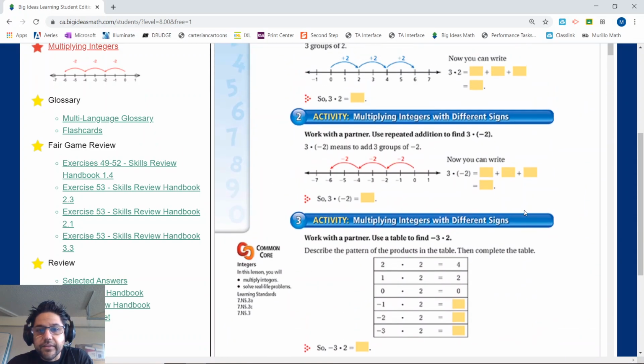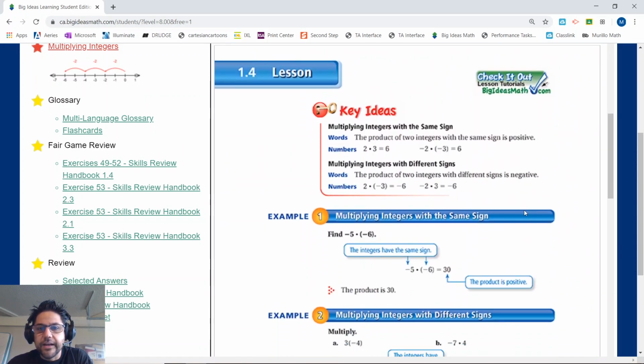Let's see, where do they have it? Let's look at the activities. All right, here we go, our quick key. So again, same sign, positive answer. 2 times 3 is 6. That's elementary, so we don't have to worry about those ones. It's anything that involves a negative sign, which is more 7th grade, 8th grade, and then eventually high school. So again, same signs. -2 multiplied by -3 is positive 6, definitely.